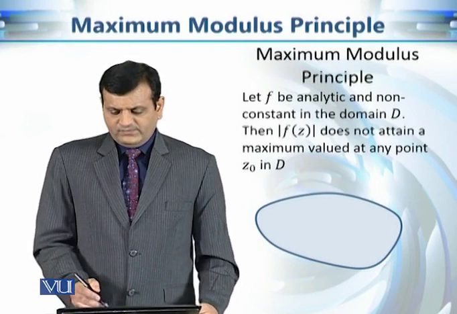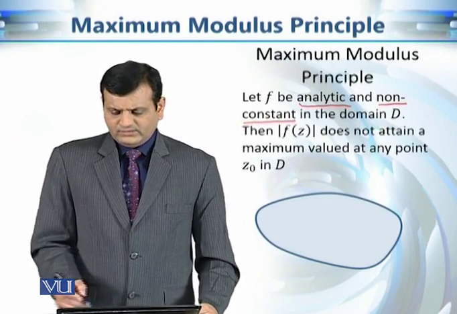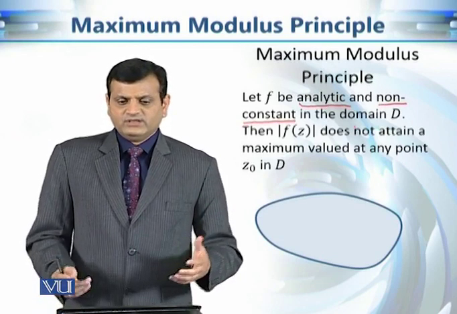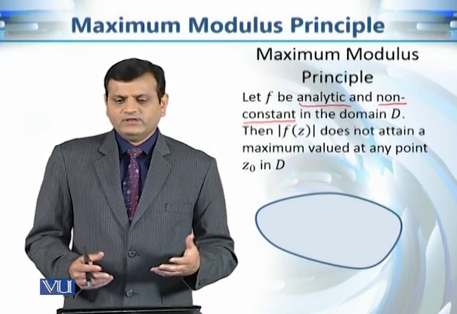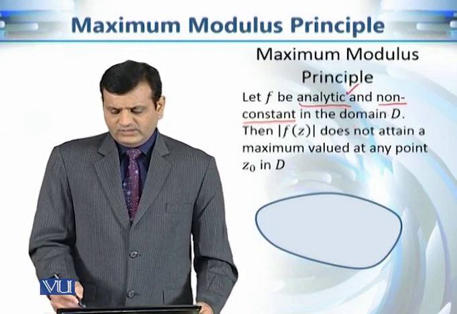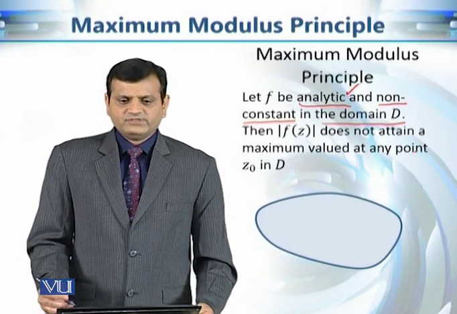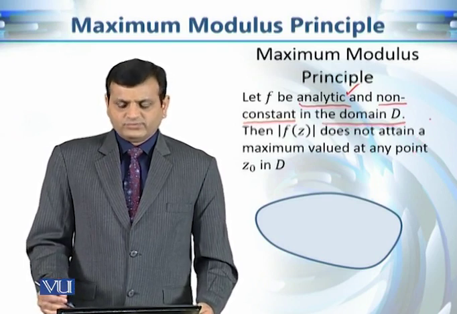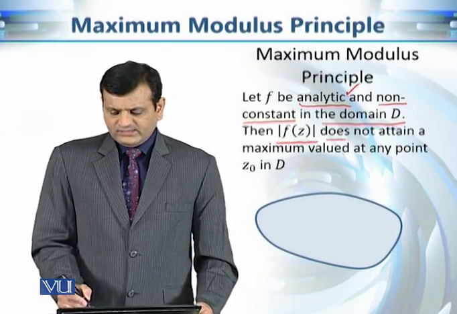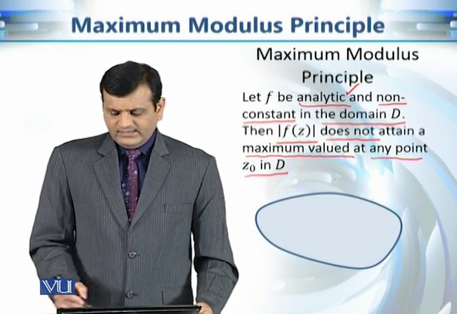It says that if we have an analytic function, and of course we have to impose the condition that it should be non-constant, because if it is a constant function, then the discussion of minimum and maximum value doesn't really make sense, and it is a trivial situation. So we have an analytic function that is non-constant in a domain D, and remember what a domain D is: it is an open set which is also connected. Then the modulus of this complex valued function does not attain a maximum value at any point z0 in D.